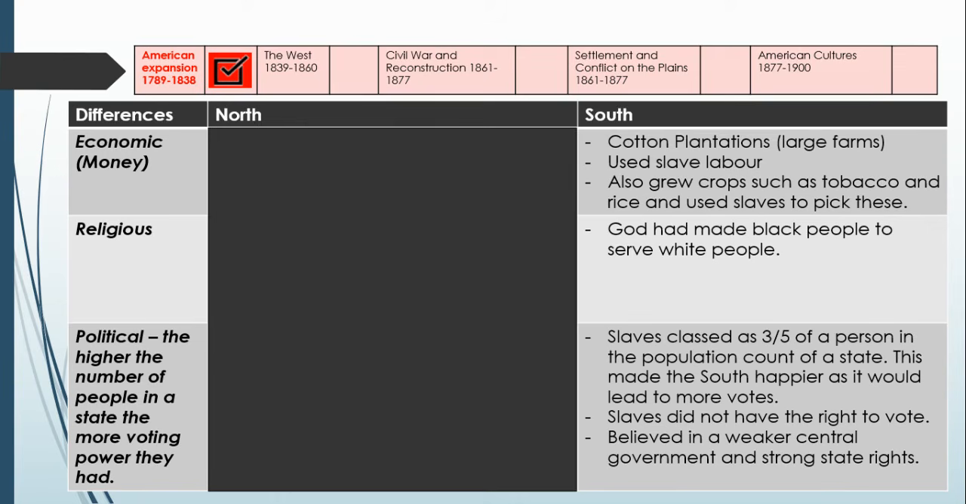In terms of religious beliefs, they are Christian, but they believe that God has made black people to serve white people. So an extremely racist view, but that is the view of many in the South.